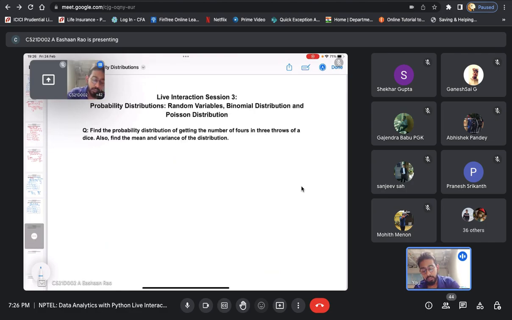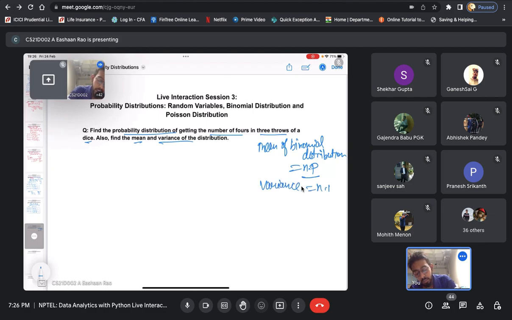Last question of this is, find the probability distribution of getting a number of 4s in 3 throws of a dice. Also find the mean and variance of the distribution. So the mean for a binomial distribution is n dot p. We will derive it right now after this question. And variance is n dot p dot q.